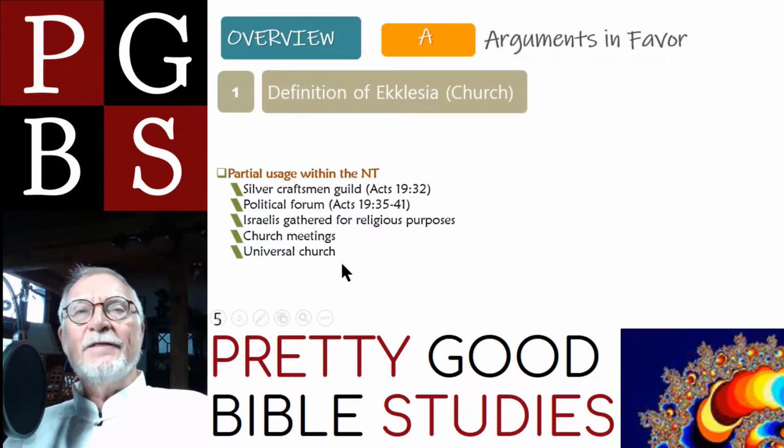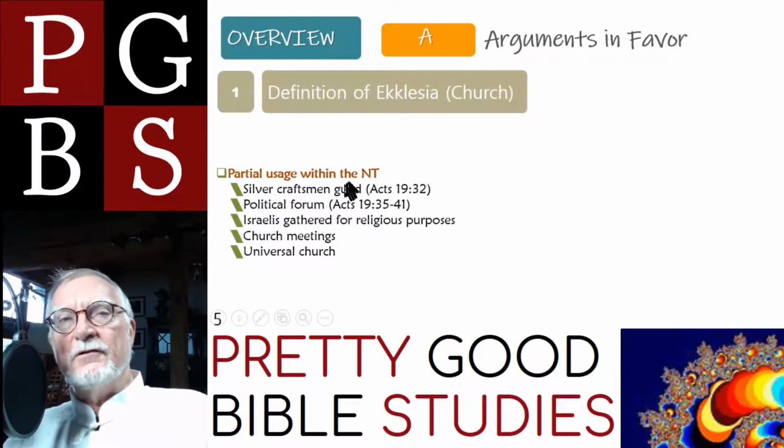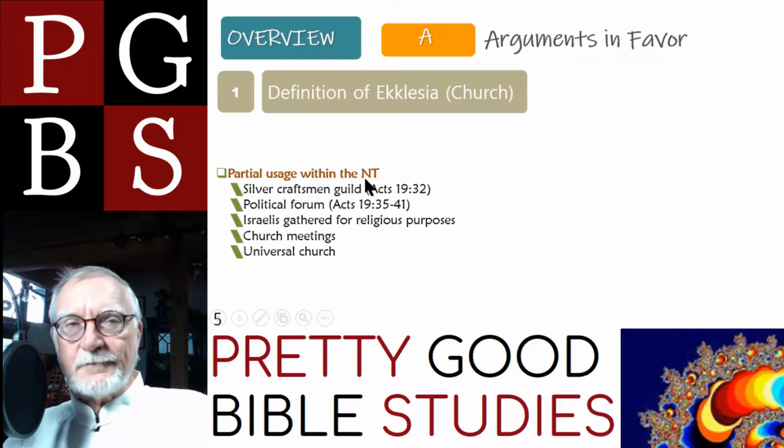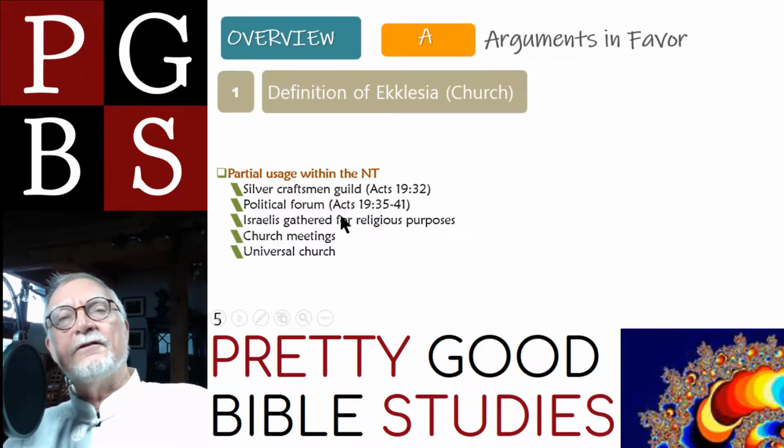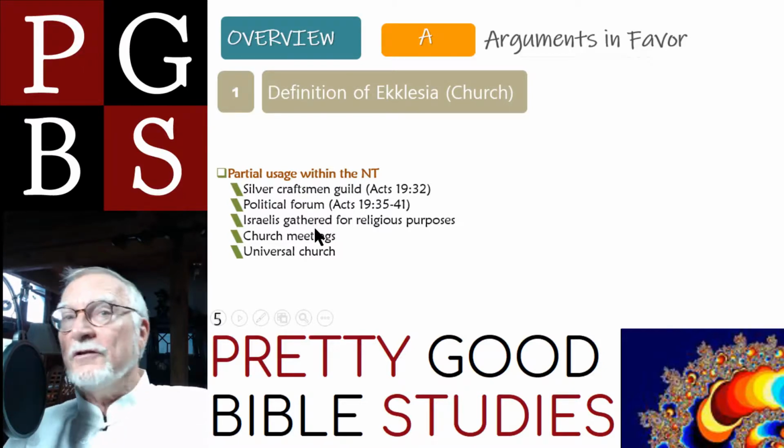Now, let's look at the usage of the term within the New Testament. This is partial usage within the New Testament. The word is used one time of a silver craftsman's guild. That was at Ephesus when they had the big riot there with the silver guildsmen upset with the Christians eating up their idol business. And the word is used of an assembly of craftsmen getting together to make their labor union decisions, if you will.